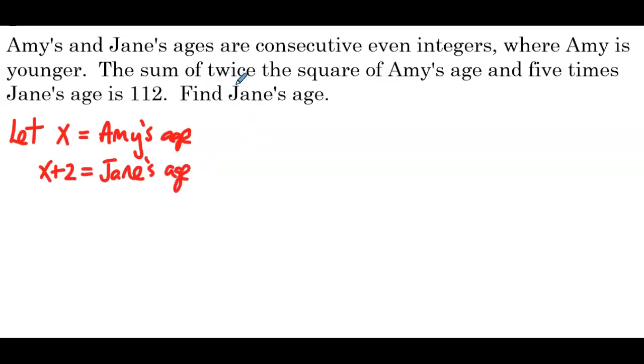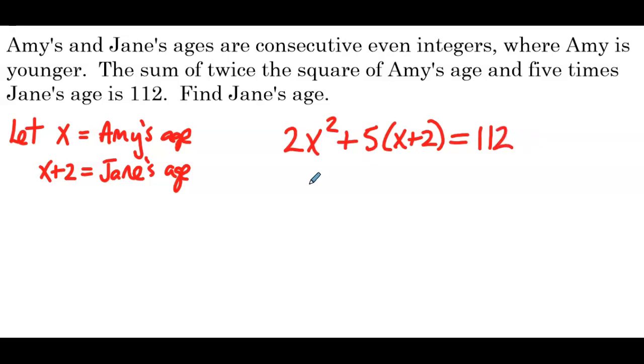So the sum of twice the square of Amy's age and 5 times Jane's age. Okay, so twice the square of Amy's age. So the square of Amy's age is x squared. Twice it is 2x squared. And we're adding to that 5 times Jane's age. So 5 times x plus 2. And if we do that, we're going to get 112. Okay, so we'll distribute out the 5. So 2x squared plus 5x plus 10 equals 112.